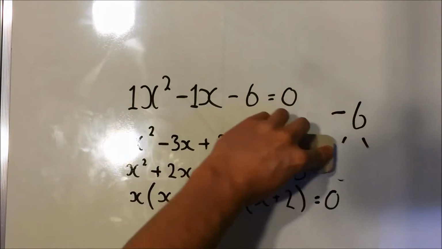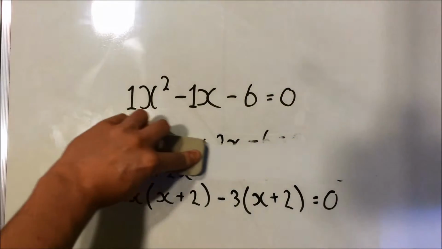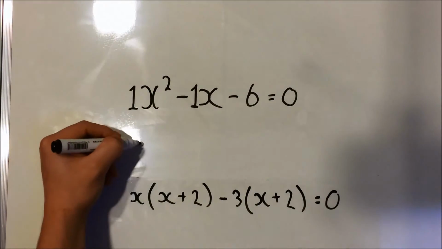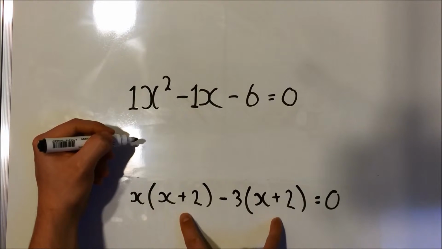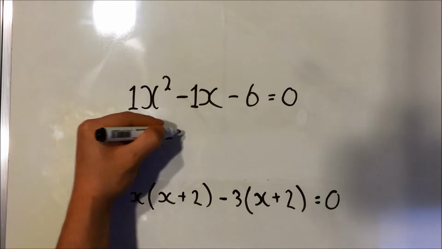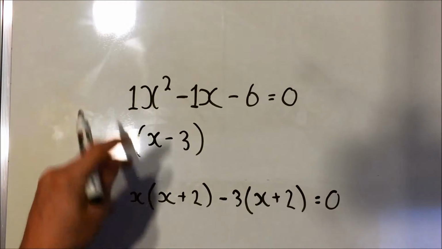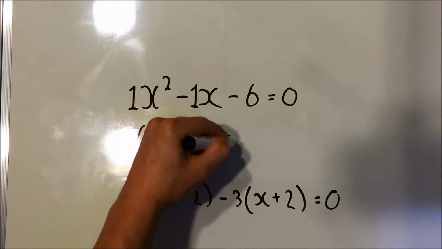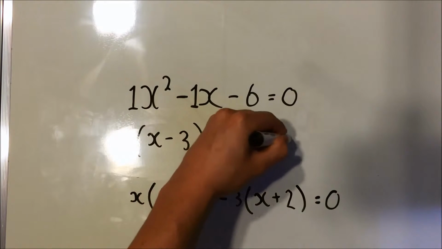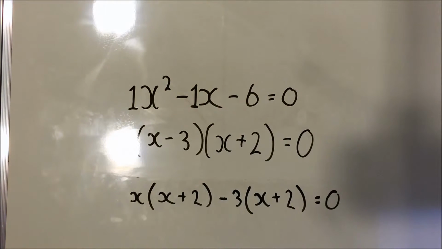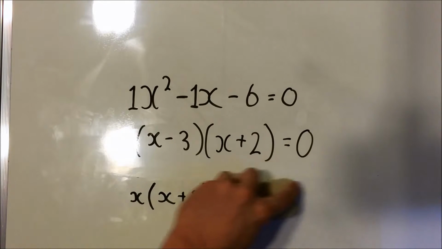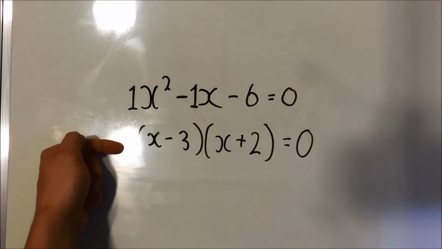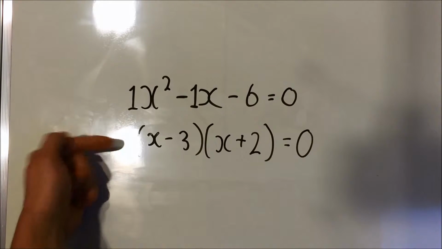We'll write that in two brackets. I won't rub it out yet, I'll just write it above it. So you put these two together and these two together. So you have x minus 3, the x, the minus 3, then you've got the x plus 2. So this quadratic equation factorised gives you these two brackets.